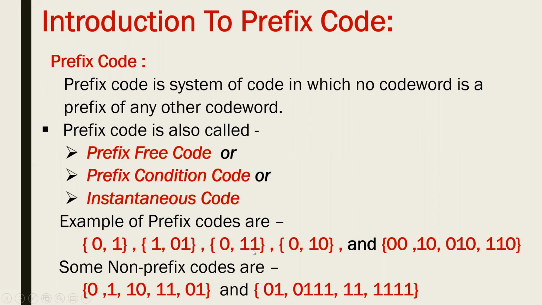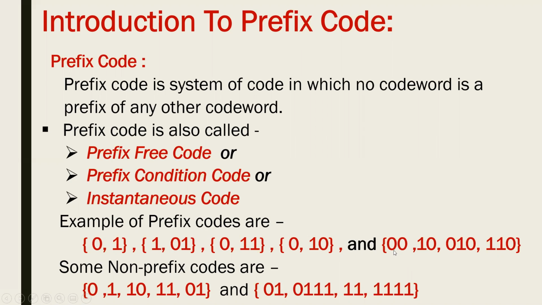Similarly, the third code 0, 1, 1. This code book also has two codes, and this system gives a code which is known as a prefix code. Similarly, 0 and 1, 0. Here also 0 is not the prefix of 1, 0. It is in the postfix but not in the prefix.